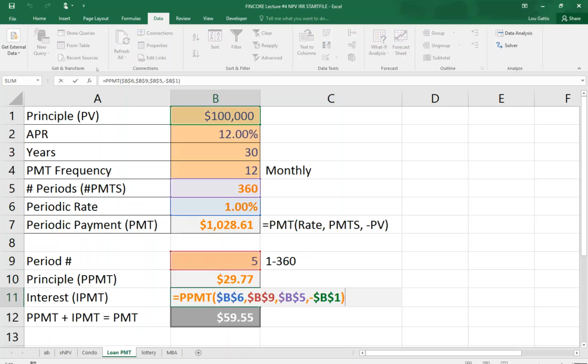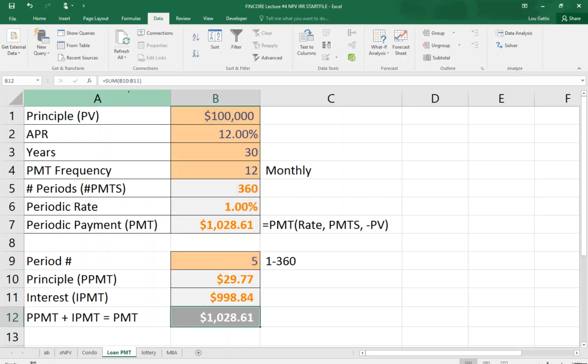I'll then go ahead and change the name of it to I payment, because I know I payment actually has the same parameters. And you can see that in that 5th payment, $998 of the 1,028, that's just a sum, is interest. However, if I look at the 360th payment, 1,018 of it is principal and $10 is interest. So this allows you to figure out each payment, how much is principal and how much is interest.